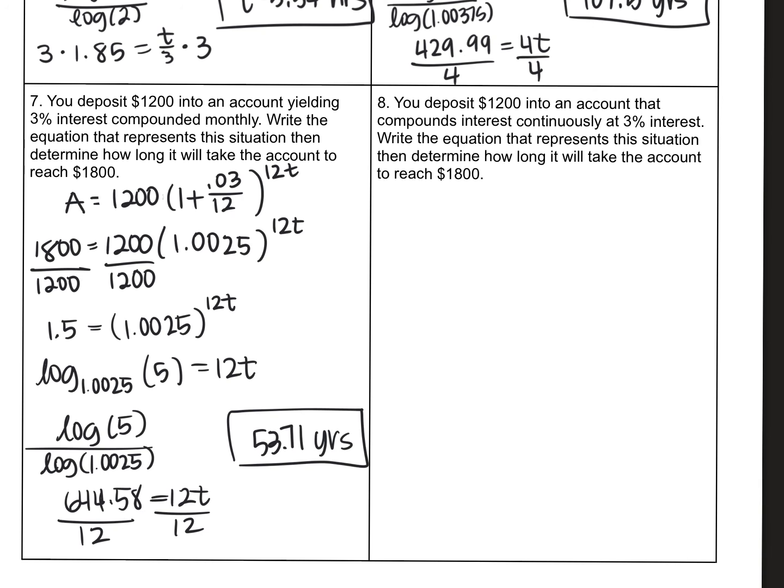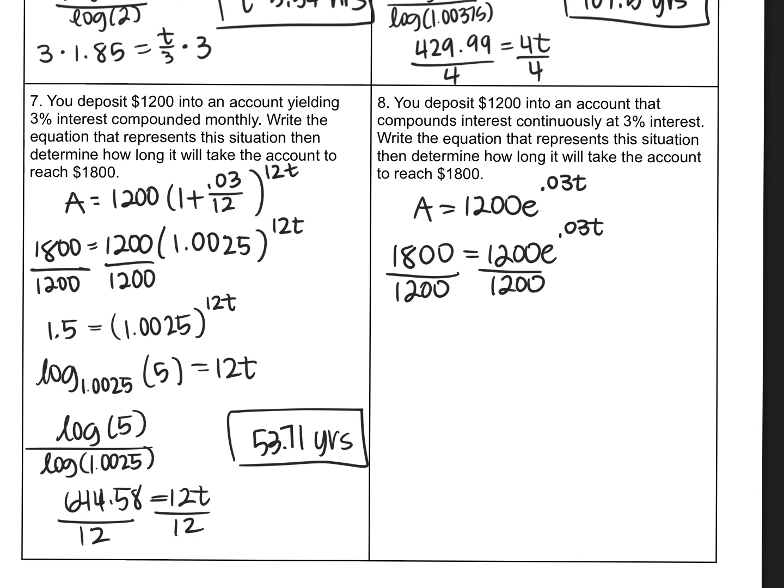Okay. So it's going to be the same thing for number 8 when we look at a continuously compounded interest. So it's the same initial amount, same interest, but this time just continuously. So we'll have A equals 1200 e, and then our exponent would be 0.03t. And we're solving for how long it will take to reach 1800. So we'll have 1800 equals 1200 e to the 0.03t. Going to divide by 1200. We still get 1.5 equals e to the 0.03t.